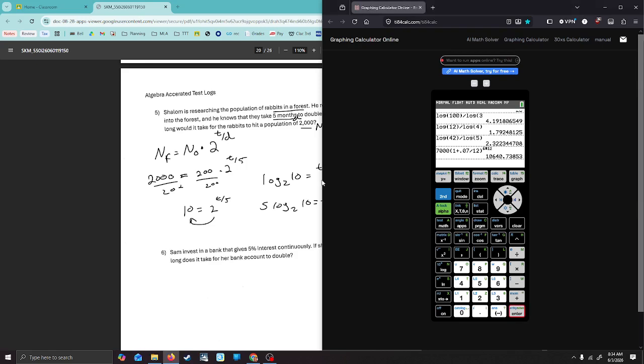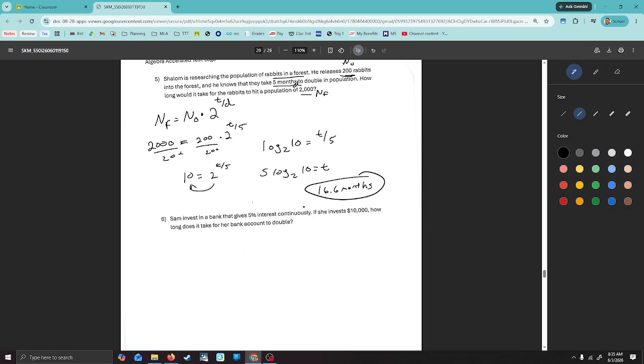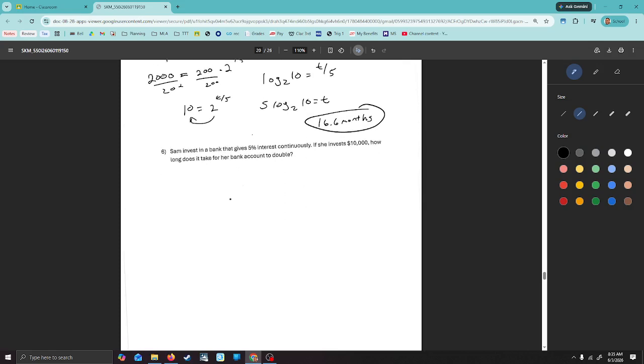So in this case, we just type it in. 5, now it's log base 2, so I got to rewrite it correctly. So 5 times log 10 divided by log 2. 16.6. So it'll take 16.6 months. All right, next one.